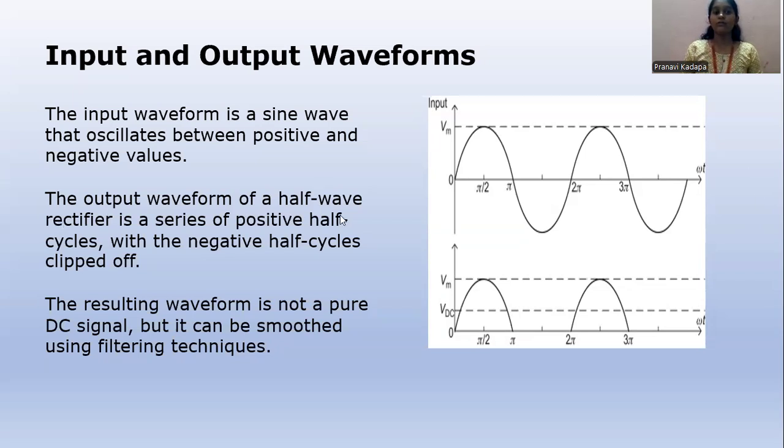The output waveform of a half-wave rectifier is a series of positive half cycles with the negative half cycles clipped off. As you are seeing in this figure below, only the positive cycles are there. The negative cycle is clipped off by the diode. The resulting waveform is not a pure DC signal. It can be smoothed using filter techniques.